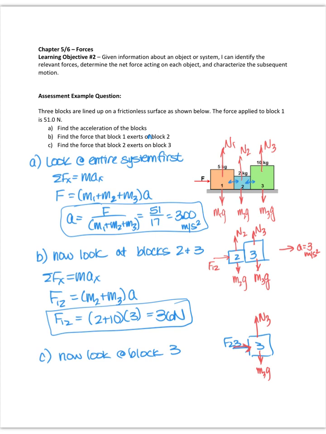So let's see what the force is that really accelerates 3. And so we're only accelerating mass 3. It's accelerating with a rate of 3 meters per second squared. And so that gives us a force of 30 newtons. And so that is our answer to part C.